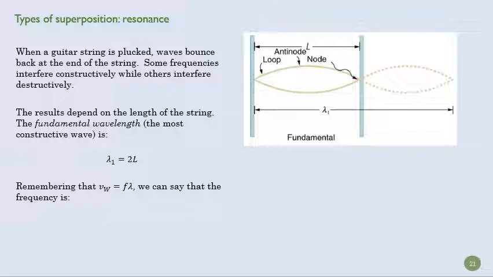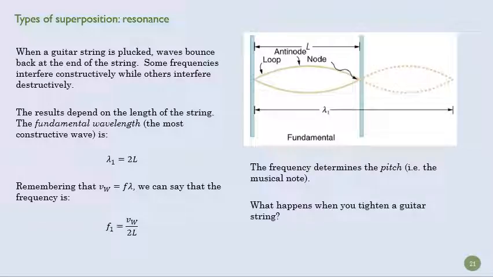Now, if we think about our equation earlier that our speed of propagation is equal to frequency times wavelength, we can say that our natural frequency is equal to this. Okay, so all we did here was combine this equation with this one. And so that's our fundamental frequency. And frequency is what determines the pitch of our note, of our guitar string.